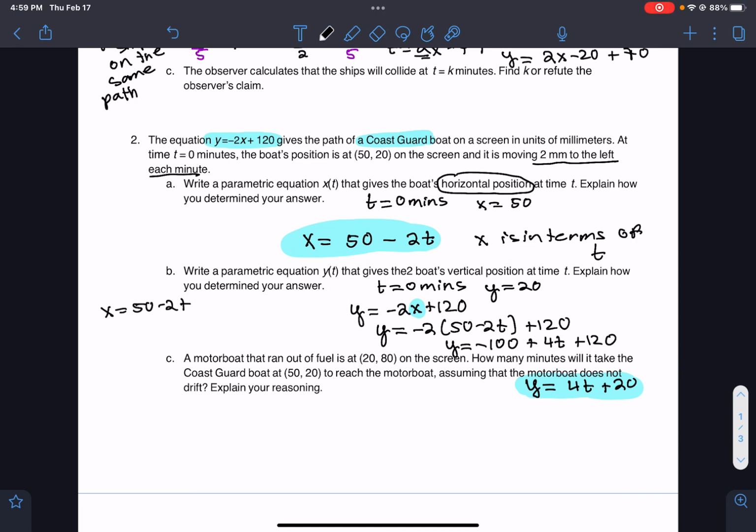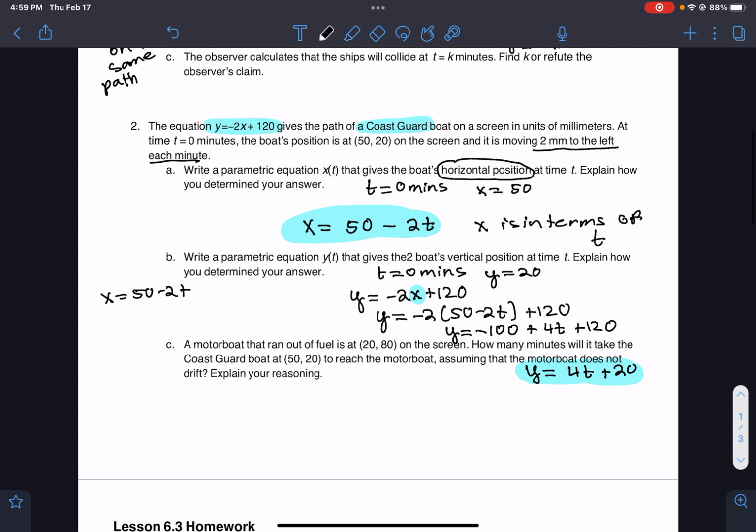So last question. We have a motorboat that ran out of fuel at 20,80 on the screen. How many minutes would it take at 50,20 to reach the motorboat, assuming that the motorboat does not drift? So we know that at 50,20, that's where we started at 0 minutes, and we want to know what is the time that passes at 20,80. Well, let's take 20,80 and label it.